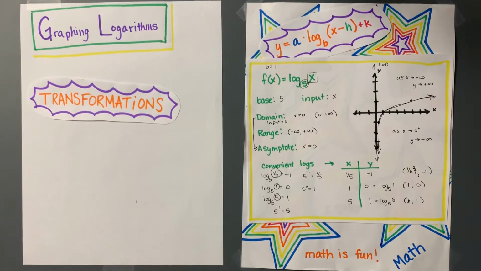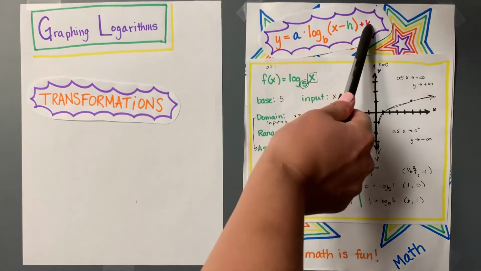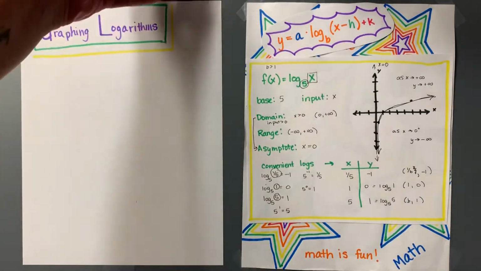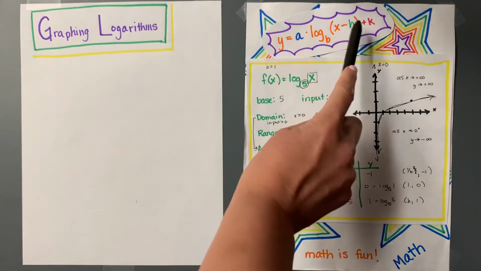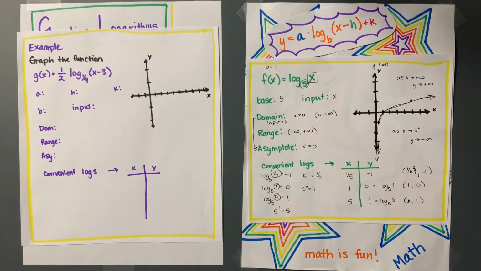Hi, welcome back. We're continuing to talk about graphing logarithms and transformations. In our last video, we looked at graphing a function that had an a and a k, but it did not have an h. In this video, we are going to look at a function that has an h value. So we are going to graph the function g of x is equal to 1/2 times log base 1/4 of x minus 3.